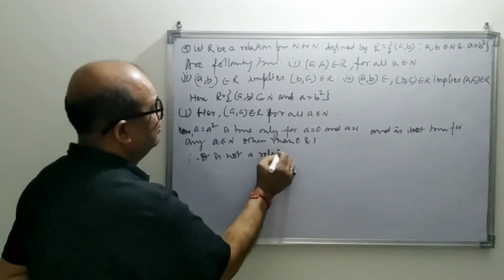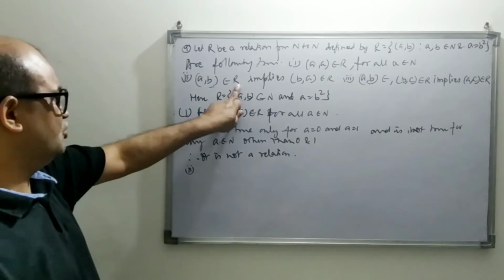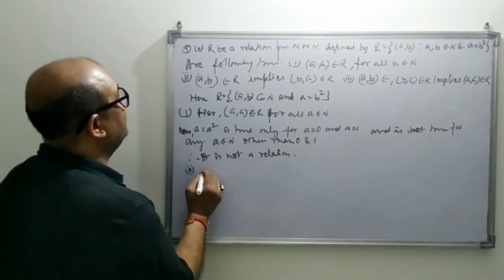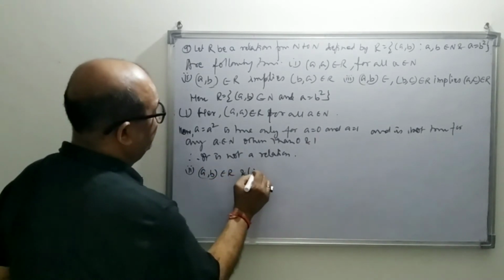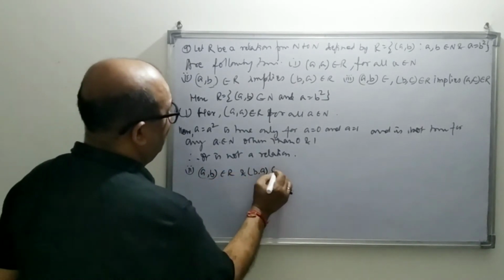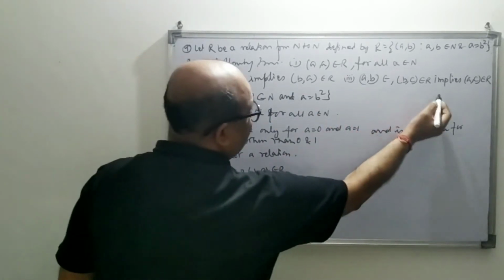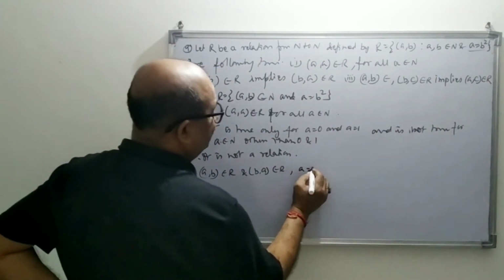Sorry. Now, the second one: (a, b) belongs to R implies that (b, a) belongs to R. Suppose (a, b), here they are asking (a, b) belongs to R and (b, a) belongs to R. How is it possible? The given relation is a equal to b square. Now, a equal to b square is true.